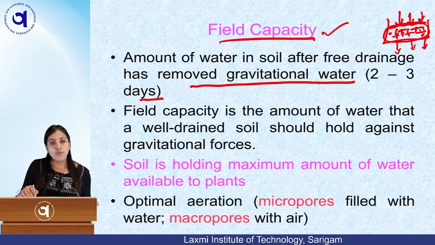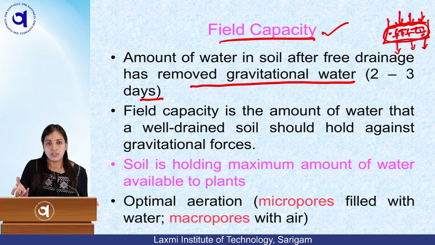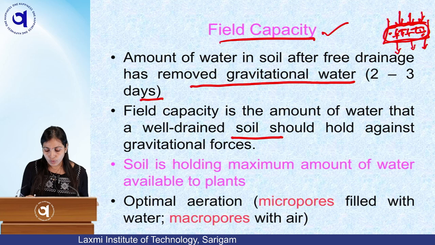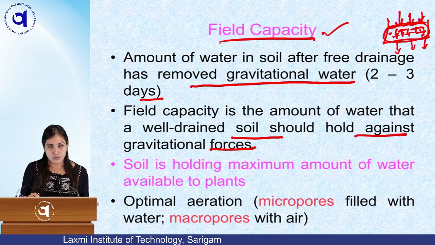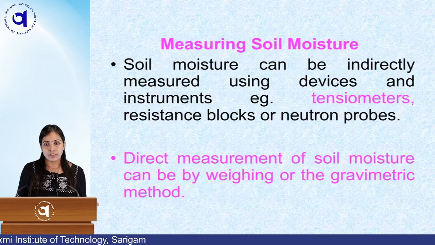So after removing the gravitational water, the extra water, the water retained by the soil itself is called field capacity. This field capacity is the amount of water that a well-drained soil should hold against gravitational forces. So the soil is holding the maximum amount of water available to plants, with optimal aeration: macropores filled with air, and micropores filled with water.